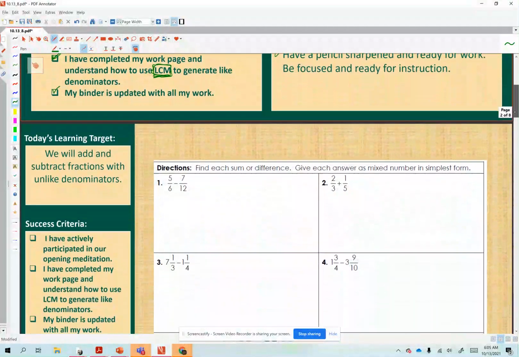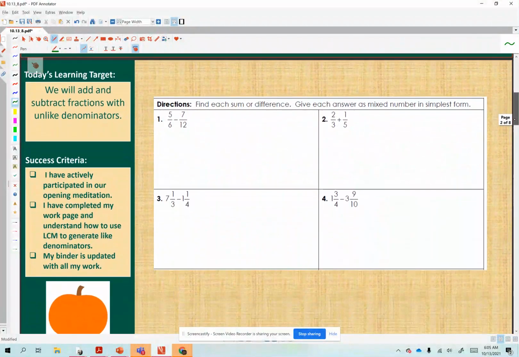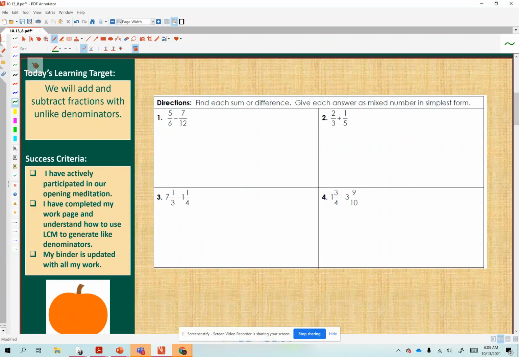We started working on these yesterday, and I must say everybody did pretty well with it. We're jogging our math memory from last year. So in the first example, we are asked to subtract 7/12 from 5/6, but we need to have the same like denominators in order to complete this problem.